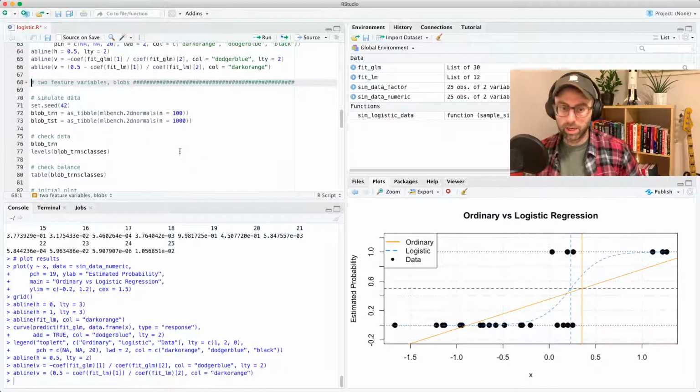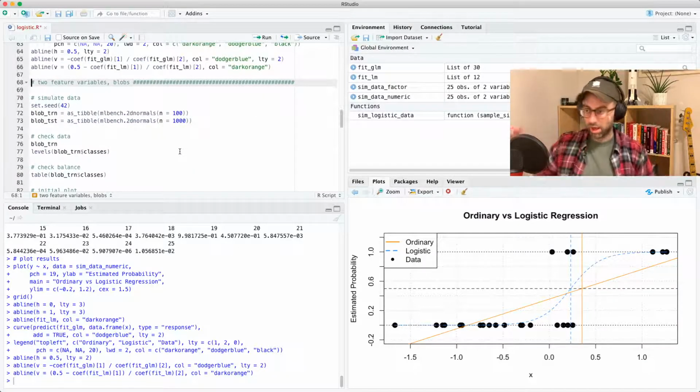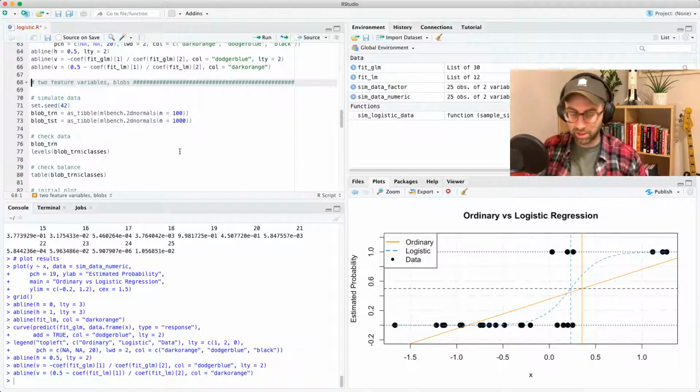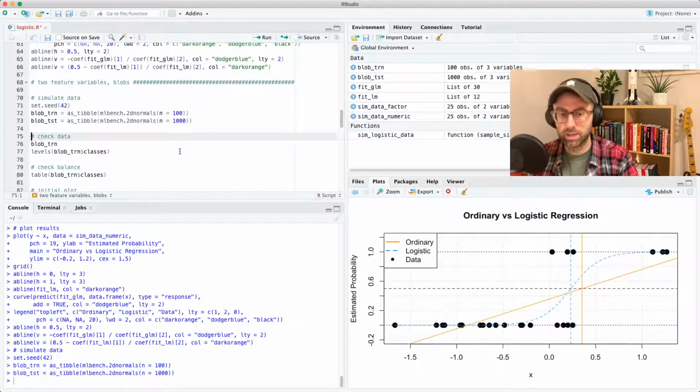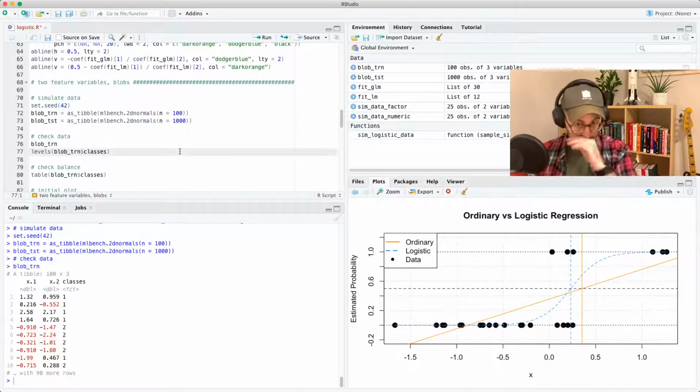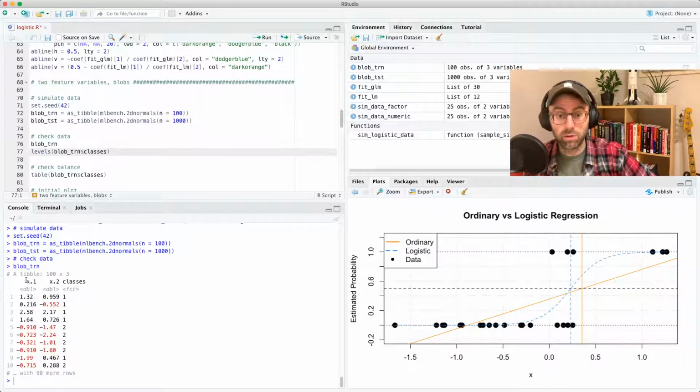So now I want to look at two-dimensional data. I actually think that this plot that we're looking at right now is sometimes a little hard to understand because it's only one feature variable. Okay, so I'm going to simulate some data using the mlbench package. It looks like this. So now we have two feature variables, x1 and x2. And this classes variable is going to be the response. Notice that it is a factor. It has two levels, 1 and 2.